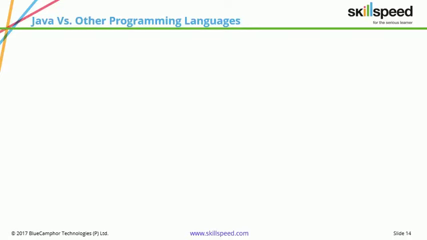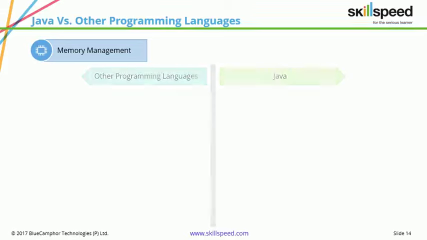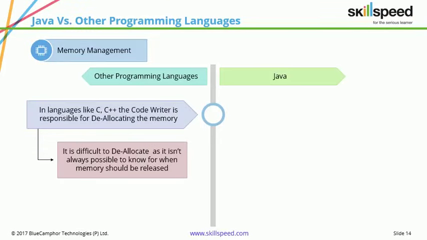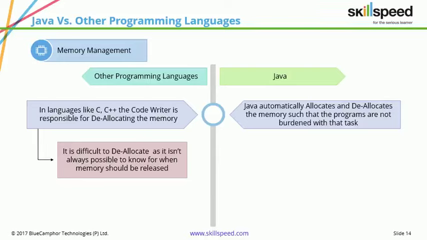Now coming to the comparison between Java and other programming languages. If you look at it from the purview of memory management, there is a clear-cut difference between Java and other programming languages. In languages like C or C++, the code writer is responsible for deallocating the memory. Once memory is allocated for any variable or method, the code writer is responsible for deallocating it. Whereas in Java, the language itself automatically allocates and deallocates the memory, so the programmer is not burdened with the task, which means the programmer doesn't need to remember and write code for allocating and deallocating the memory.